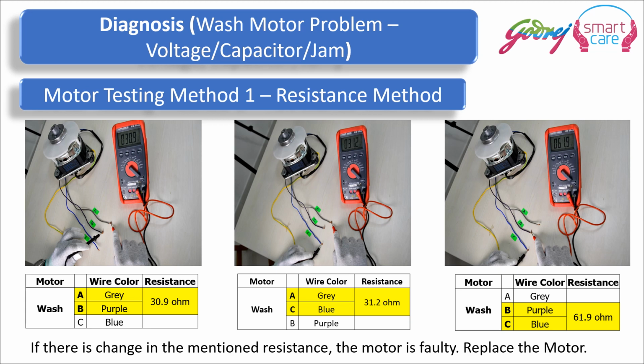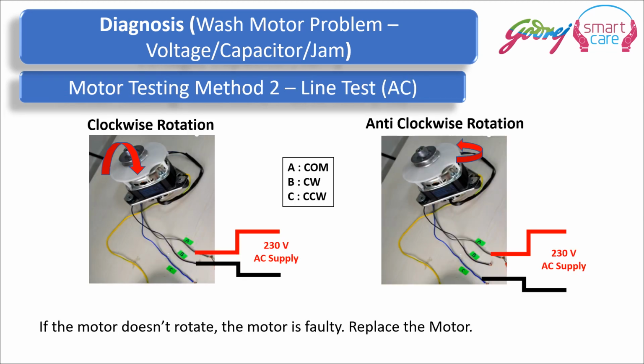We test the motor by resistance method. If there is a change in the specified resistance, the motor is faulty. In that case, we have to replace the motor. Another method of testing the motor is by line test. We have to give a supply to the motor, and if the motor does not rotate, the motor is faulty. We have to replace the motor.